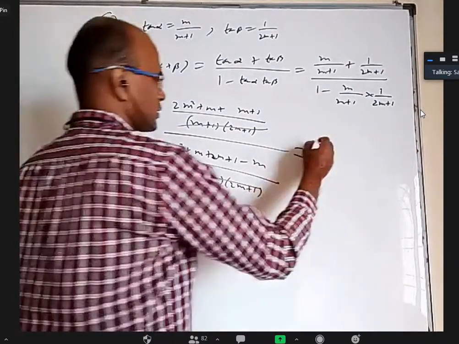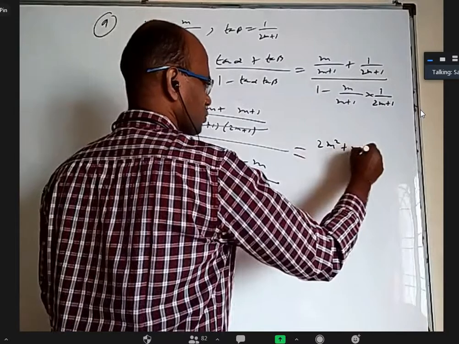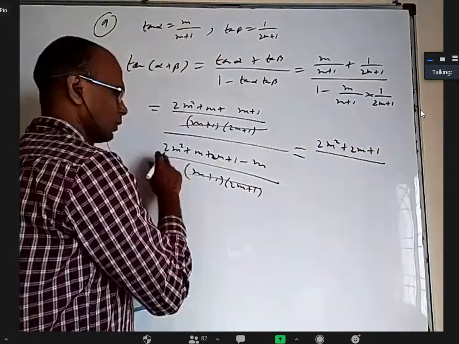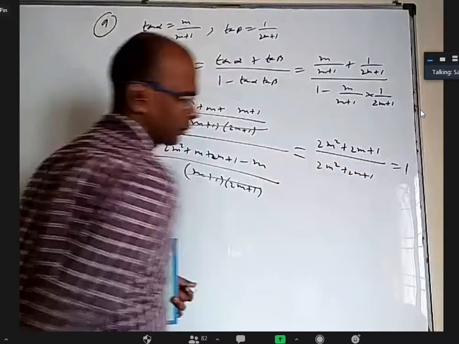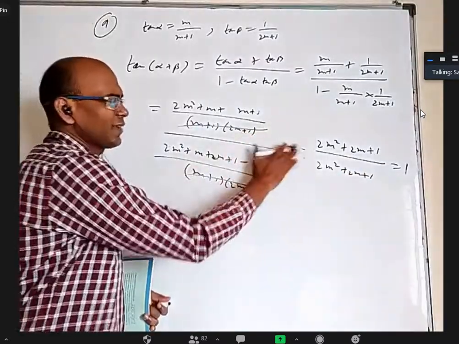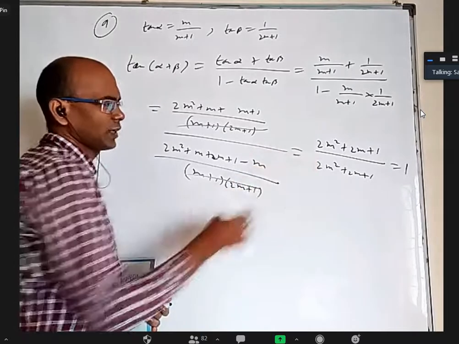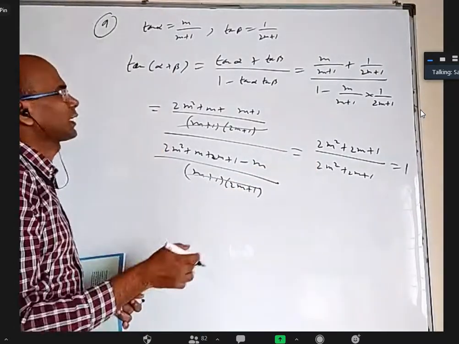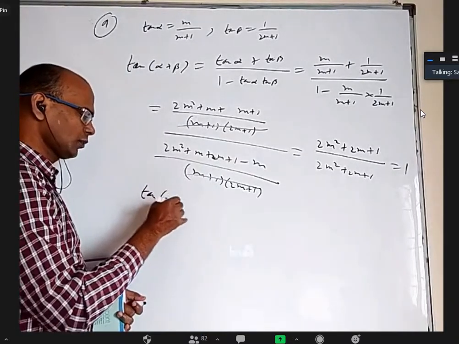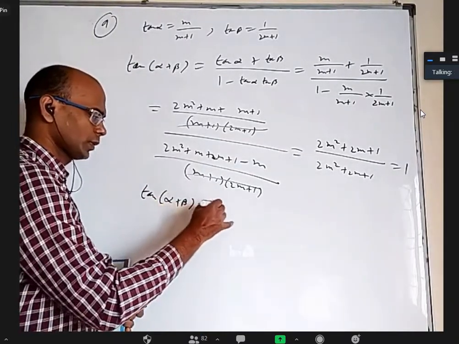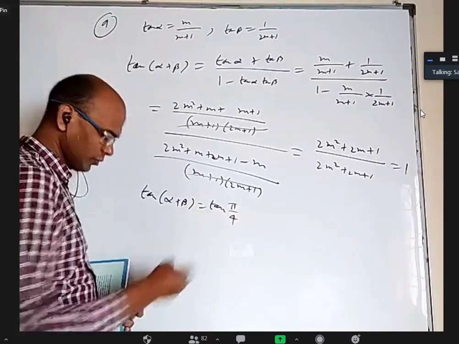Numerator and denominator are same now. 2m square plus 2m plus 1 by 2m square plus 2m plus 1, which is equal to 1. If in this, within this, m is left, we did not get cancelled, then I don't think we can get the answer without m. Now m got completely cancelled. So tan alpha plus beta is 1. So tan alpha plus beta is equal to tan pi by 4.